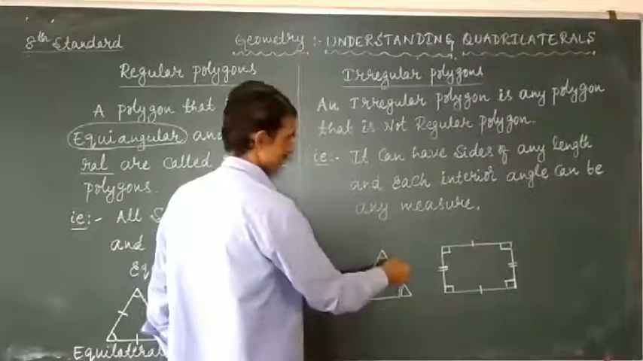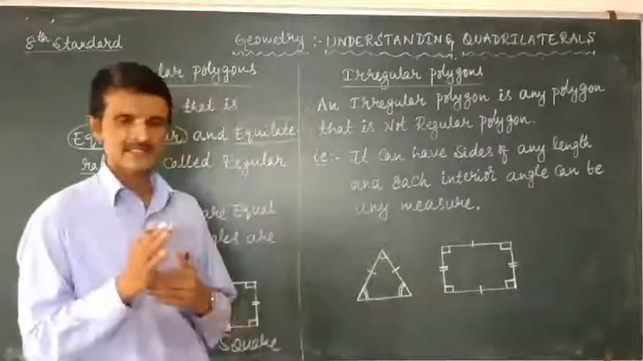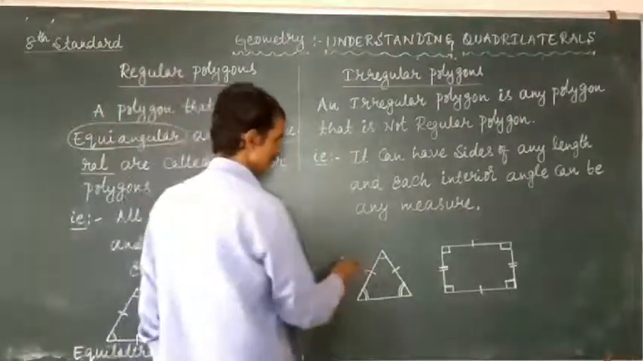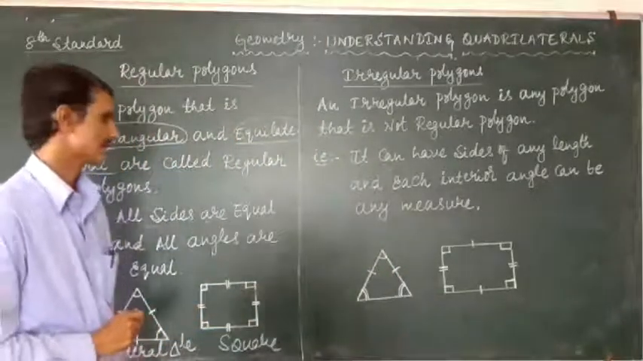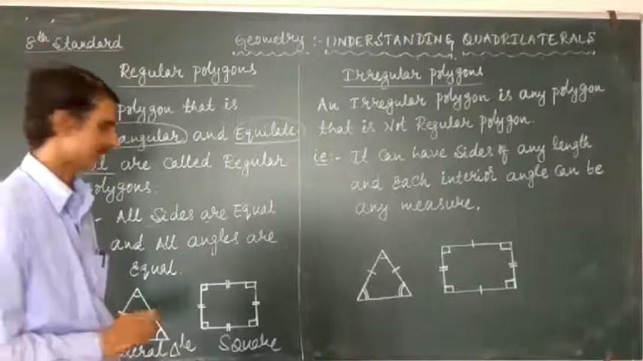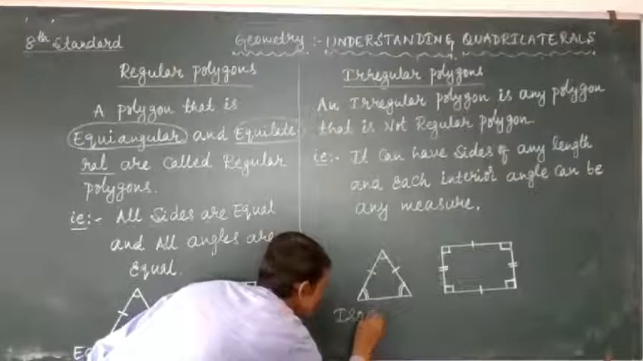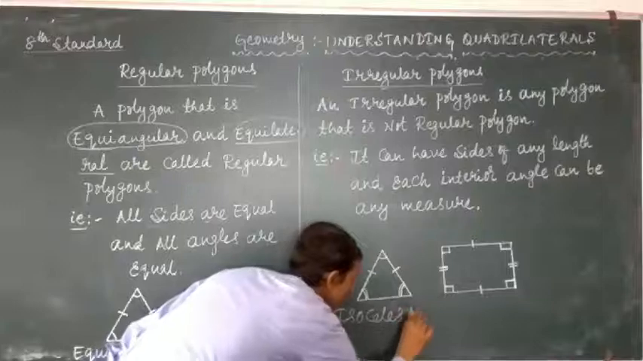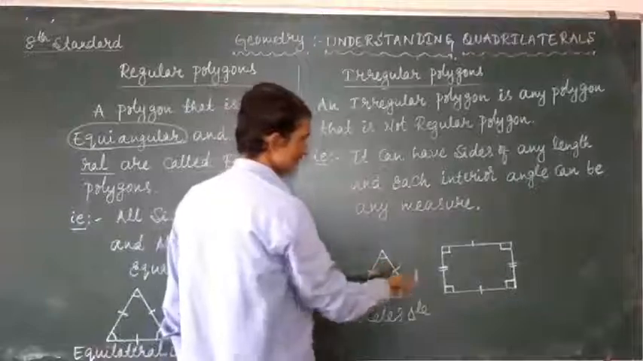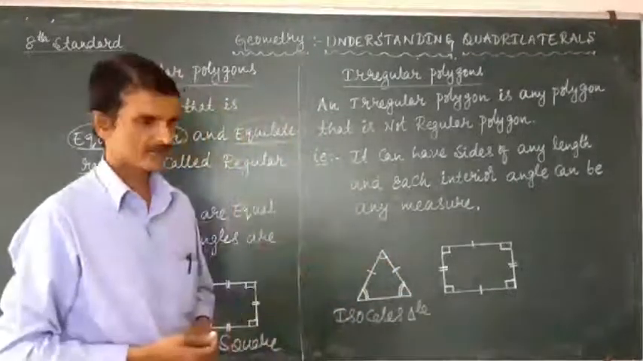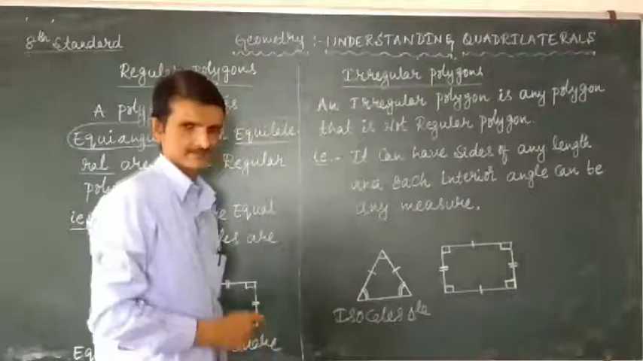If you observe it carefully, these two sides are equal. In a triangle, if two sides are equal, then what do you call it? It is called an isosceles triangle. In an isosceles triangle, only two angles are equal. Therefore, this isosceles triangle is an example of an irregular polygon.